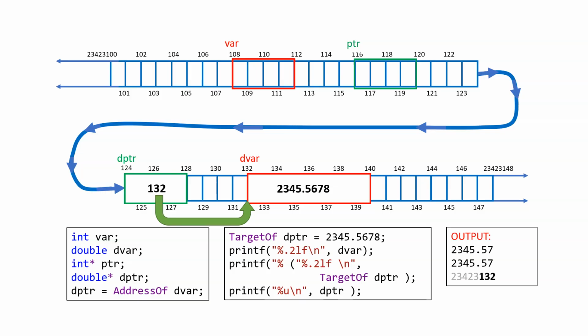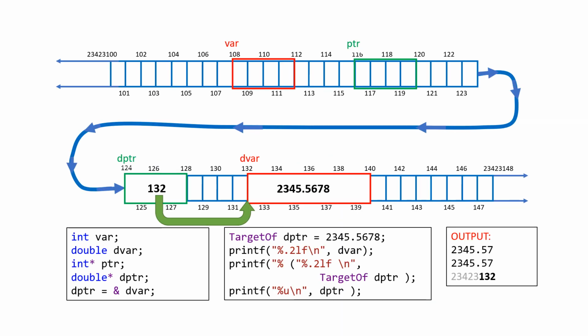Then, what they did, they represented address of with a single ampersand. So whenever you see an ampersand coming before a variable, that means address of, not ampersand. Never say that. So what you see over here is essentially dptr is equal to address of dvar, and so on and so forth.